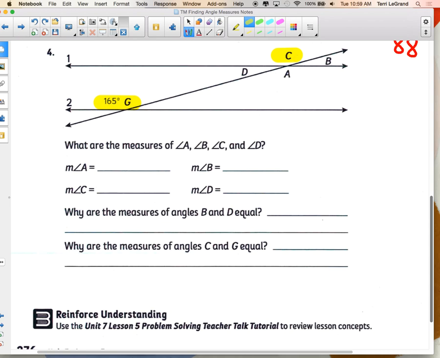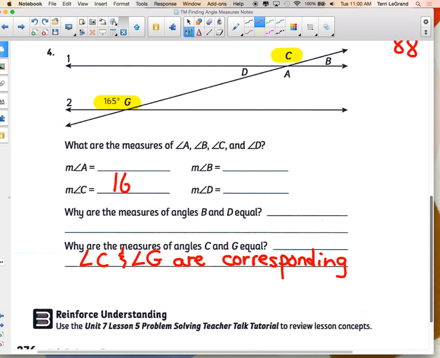So we are going to go down here where it says C and G, and it says, why are they equal? Well, they're equal because why? Angle C and angle G are what, Sylvia? Corresponding. So that's the first one we'll find. Because C and G are corresponding, we know that they're equal. So that means C is 165 degrees.